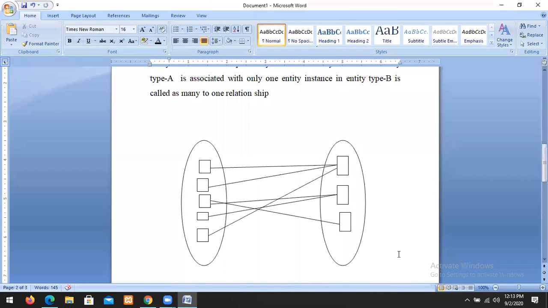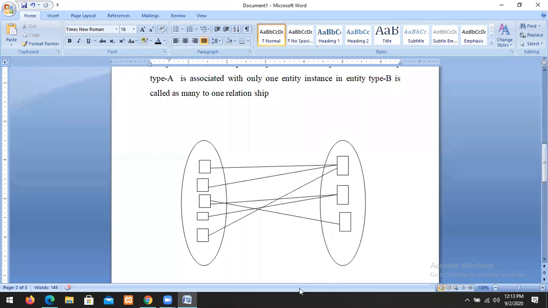This is what we call a many to one relationship. There may be many entity instances of A, and this is one B. So many entity instances of A are associated with only one entity instance of entity type B. That we call a many to one relationship. So this is another type.